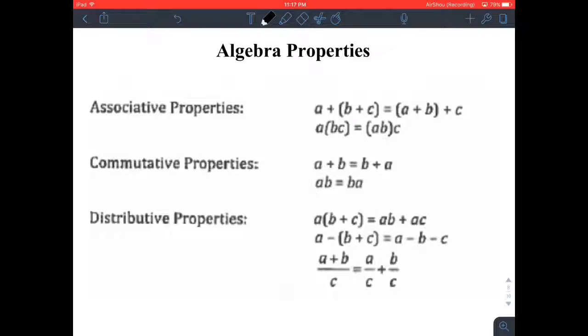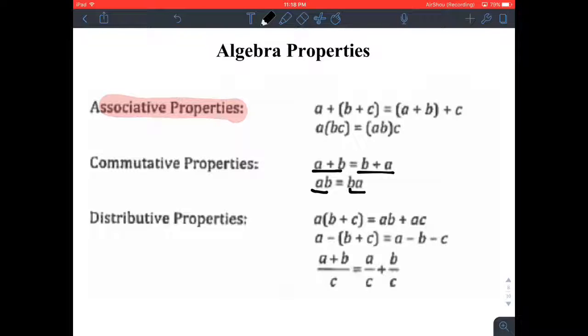Some properties from algebra. We have the associative property, which essentially says if you're adding or subtracting three or more things, all the same sign, you can add or subtract in any order. The multiplication part of that is if you're multiplying three or more things, you can do that in any order. The commutative property says that if you add a plus b, that's the same as b plus a. And if you're multiplying two things, 2 times 4 is the same as 4 times 2.